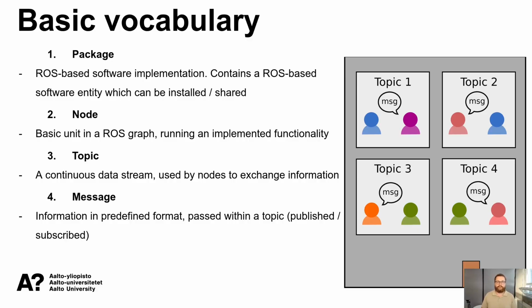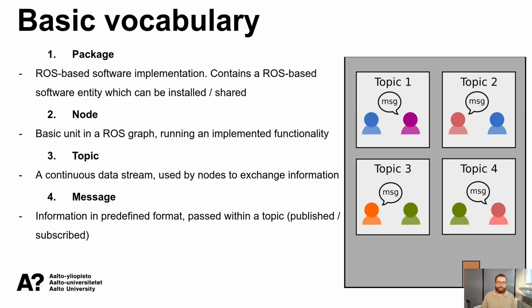Now the second thing to consider is a node. A node is the basic unit of ROS functionality. A node is typically a piece of code, a small program that implements a certain functionality. And in this figure on the right, these colored silhouettes of people, these are the nodes in this illustration.